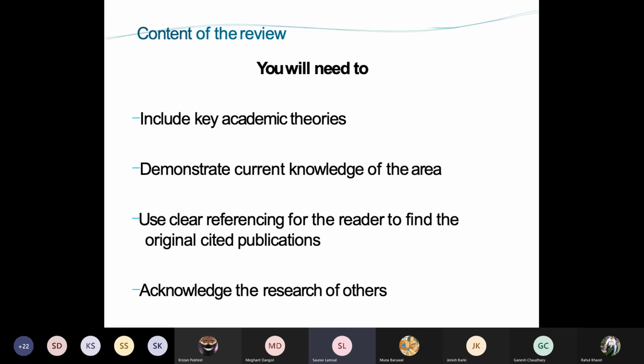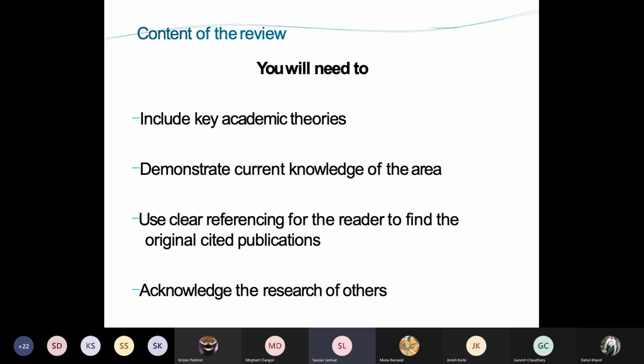Next is the content of the review. Include the key academic theories that we have discussed previously. The three types of review will eventually come here also, and demonstrate the current knowledge of the area. You will need to use clear referencing so the reader can find the original cited publication. Acknowledge the research of others while you review the content.